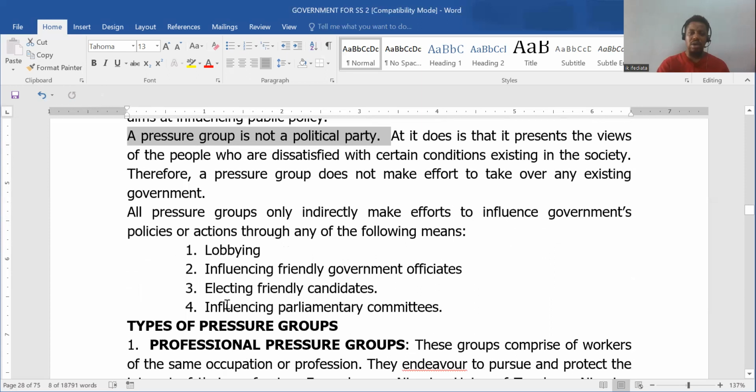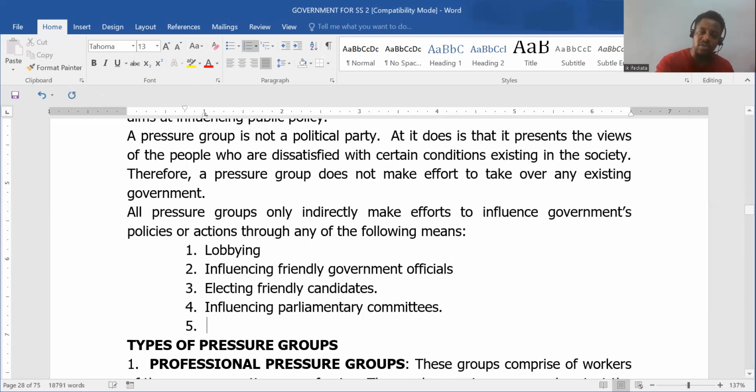Let's look at some. They try to achieve it through the following means: lobbying, influencing friendly government officials. Right? Let me use officials. What else again? We have electing friendly candidates, influencing parliamentary committees.